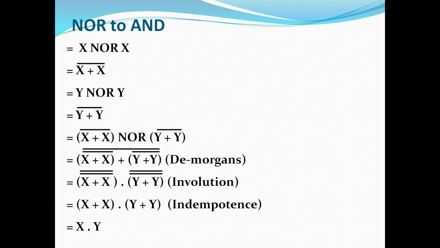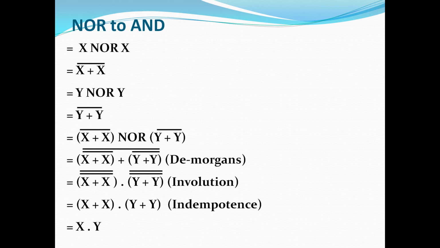So X NOR X will be (X plus X) whole dash, and Y NOR Y will be (Y plus Y) whole dash. We get (X plus X)' as the output of the first NOR gate, and in the second NOR gate we get (Y plus Y)' as the output. So two outputs we get: one is (X plus X)', then one more is (Y plus Y)'. Then you can see the third NOR gate.